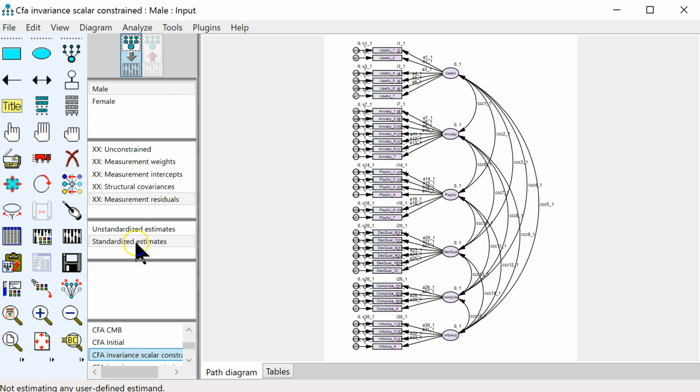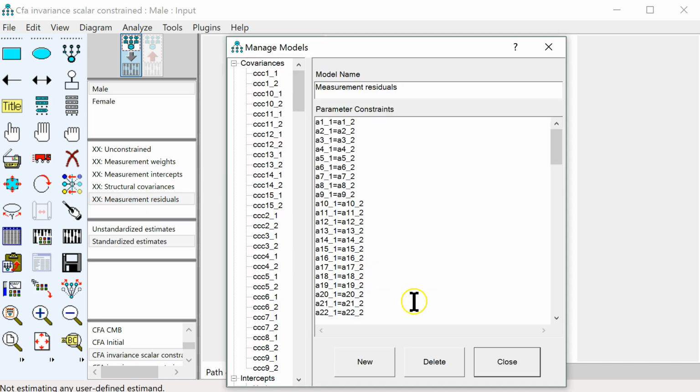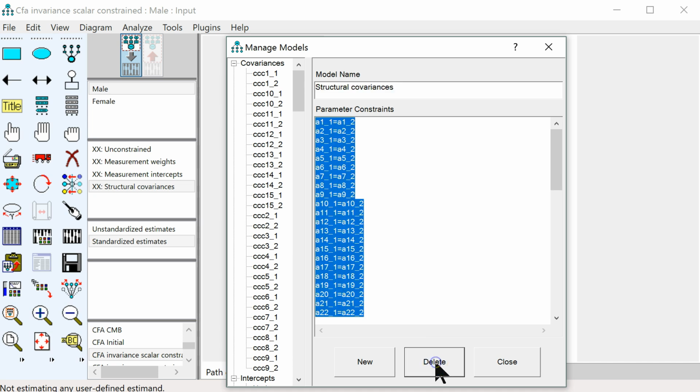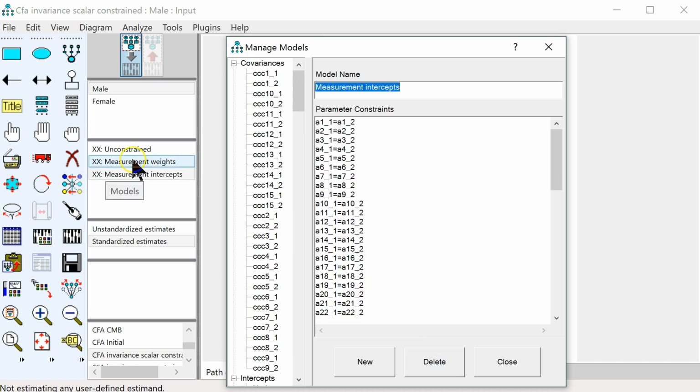What we're going to do, we're actually going to delete a few of these models. We're just going to look at intercepts right now. So you can't just right-click and delete them. You got to double-click them. And then here's measurement residuals, delete. Structural covariances, delete. Measurement intercepts, we want to keep.